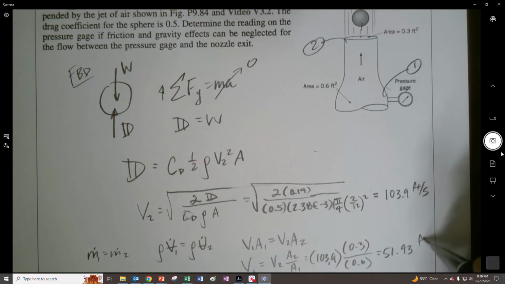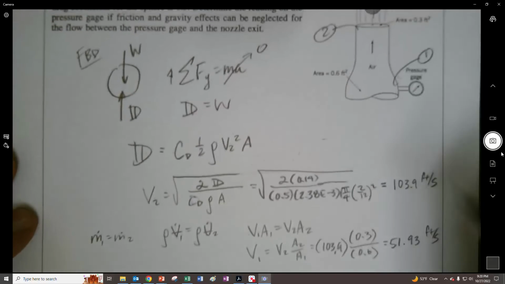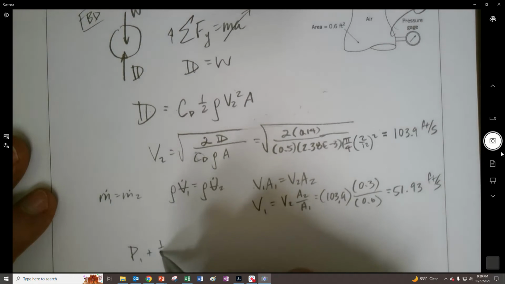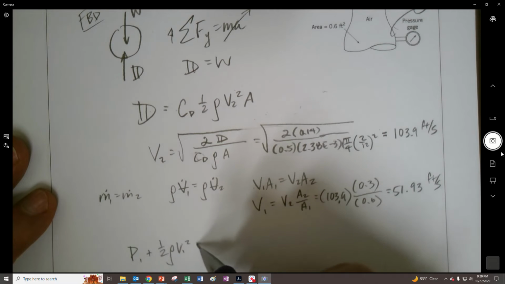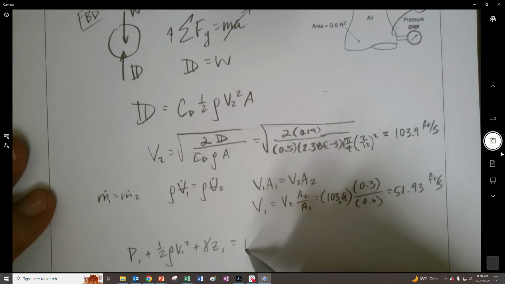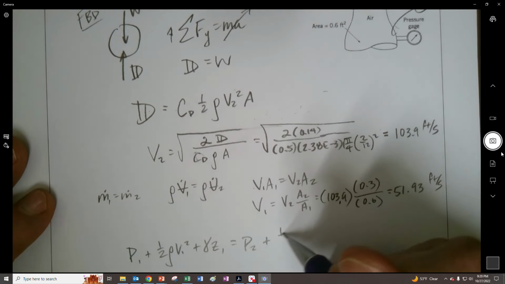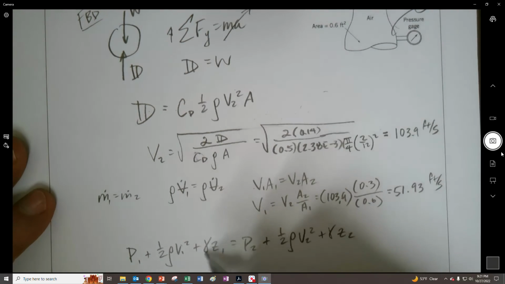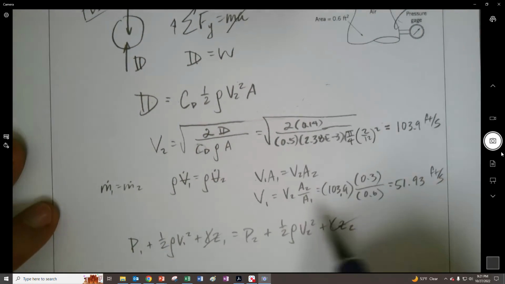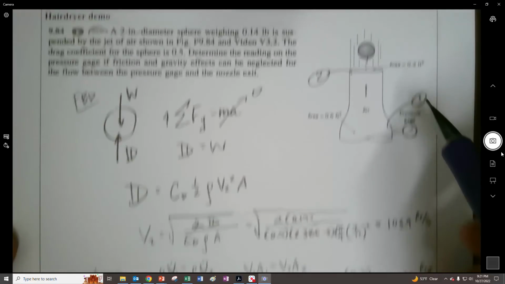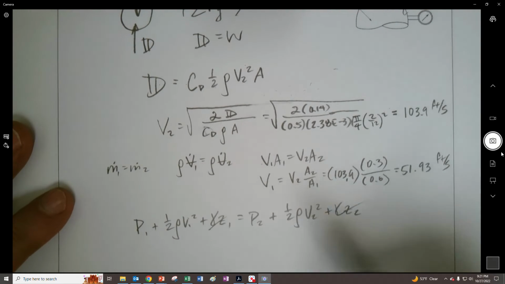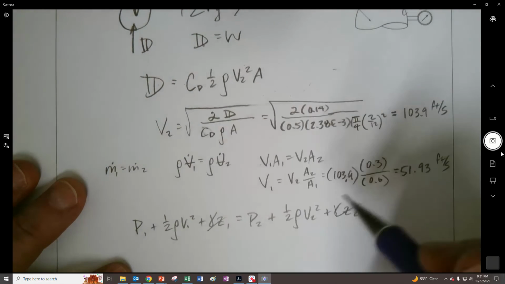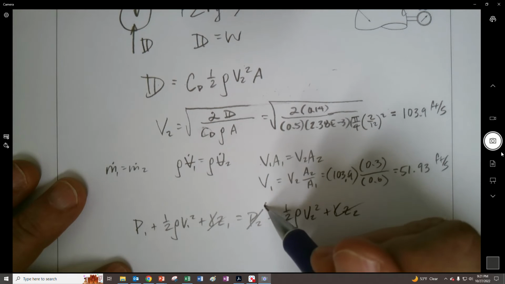So that's 51.93 feet per second. Let's take a look at our good friend Bernoulli between these 2 points: P1 plus 1/2 rho V1 squared plus gamma Z1 is equal to P2 plus 1/2 rho V2 squared plus gamma Z2. There's really no elevation change, or it's negligible because we don't have a very large gamma here. It's because it's air. We can also say that P2 is going to be atmospheric.